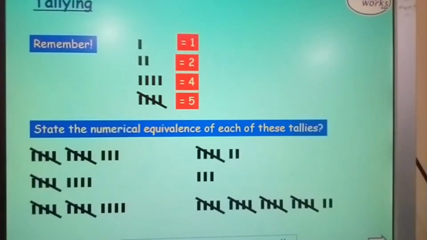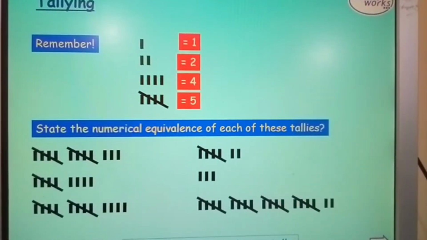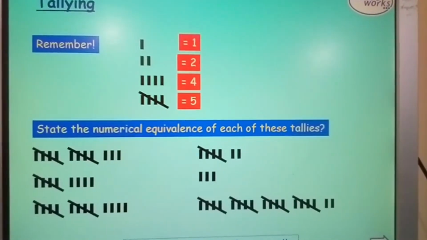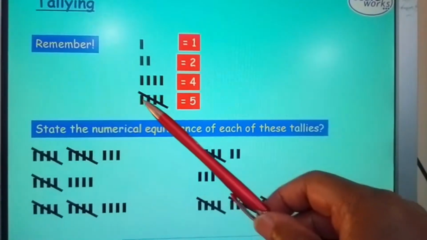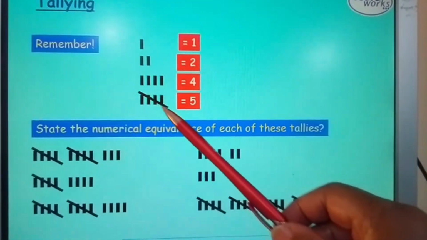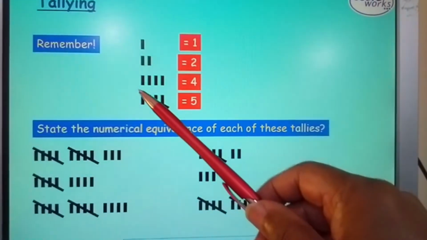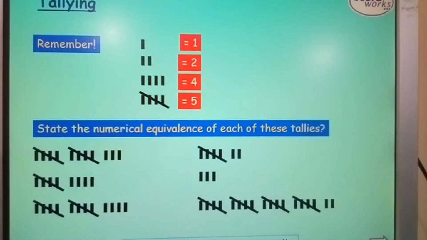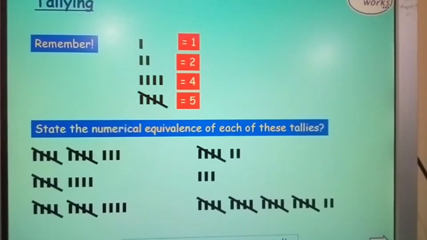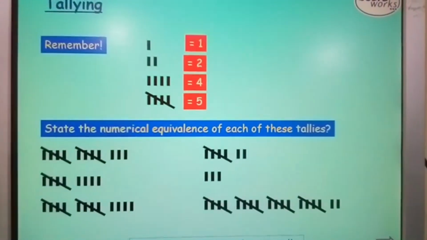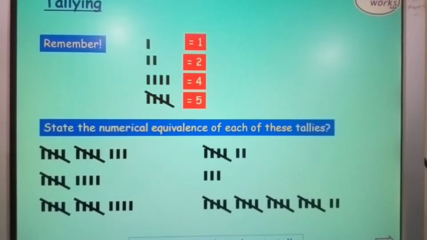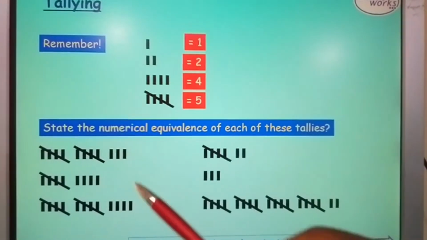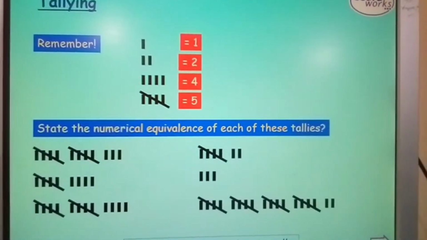Okay, right. Now keep in mind, once you reach a 5, you put a bar. That makes 5. So it's common practice. It doesn't matter whether you're in China, Russia, Egypt, the UK, France, or any part of the world. This tally system still applies. Okay, it is universal.